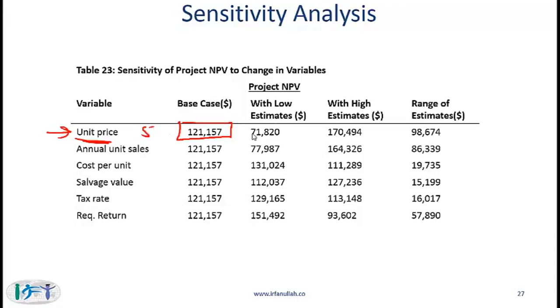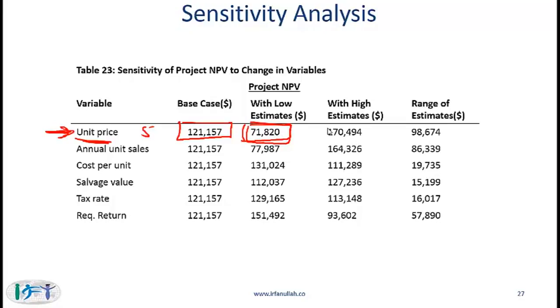Then if the unit price is not 5, if the unit price is 450, but all other inputs are the same, and this is sensitivity analysis, so we can only change one variable at a time, and that variable initially is the unit price. What happens to the NPV? It becomes 71,820. It makes sense that the NPV goes down.